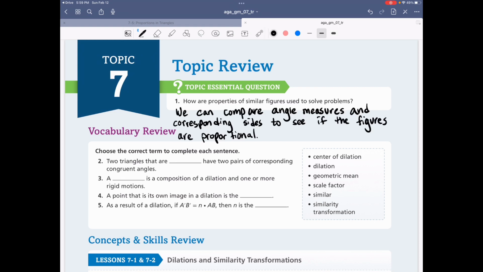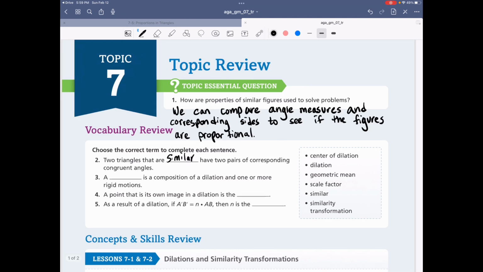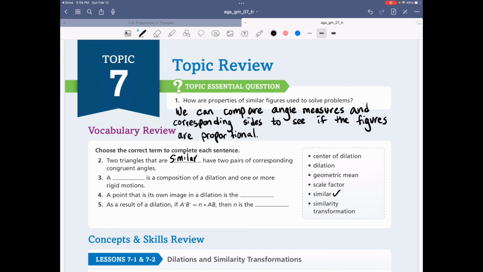Number 2. This is the vocabulary review. Two triangles are similar. So two triangles that are similar have 2 pairs of corresponding congruent angles. So we used similar. A blank is a composition of a dilation and one or more rigid motions. That one isn't going to fit, so we'll just draw an arrow. That would be a similarity transformation.